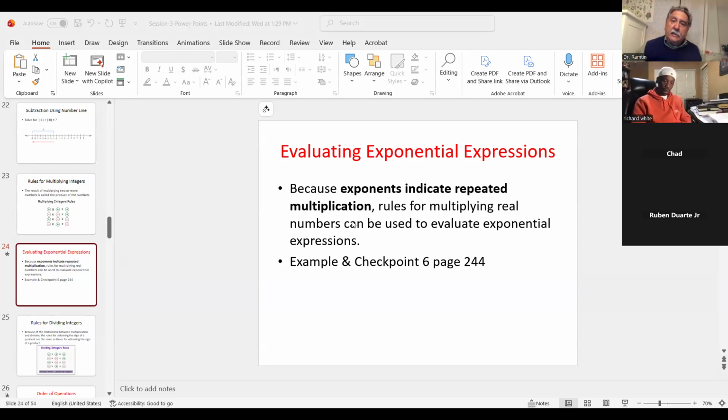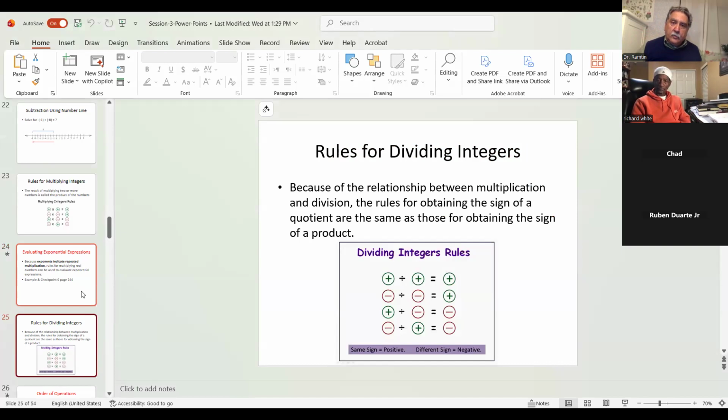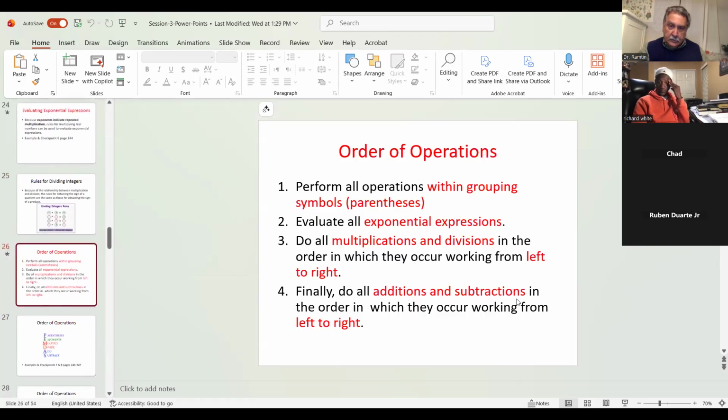So evaluating exponential expressions, we talked about that. Now let's look at this one. Rules for dividing are the same as rules for multiplication. If both of them are positive, you divide and you get positive. If both of them are negative, still you get positive. But if they are mixed, you always get negative. All right, so let's continue.